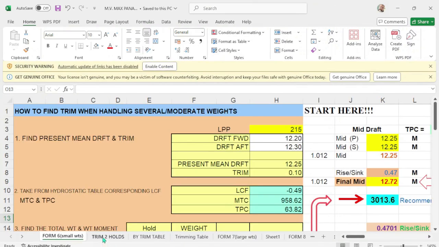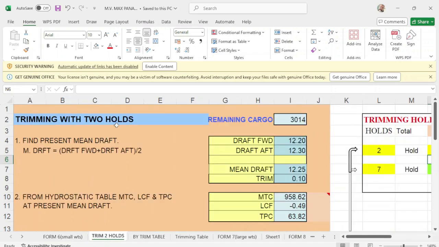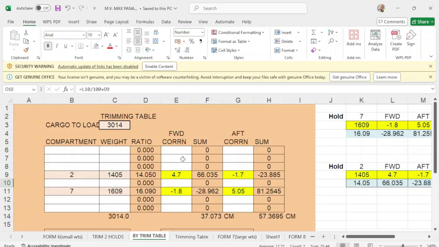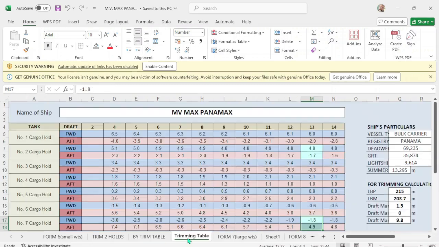Okay, so this is the program. We are going to use this program, what we call form number 6, small weights, that is how to find trim when handling several moderate weights. And the second program is trimming 2 holds. This is what we are going to explain now. Then we have this trim table. This is another program, and this is the trimming table of the vessel MV Panamax.